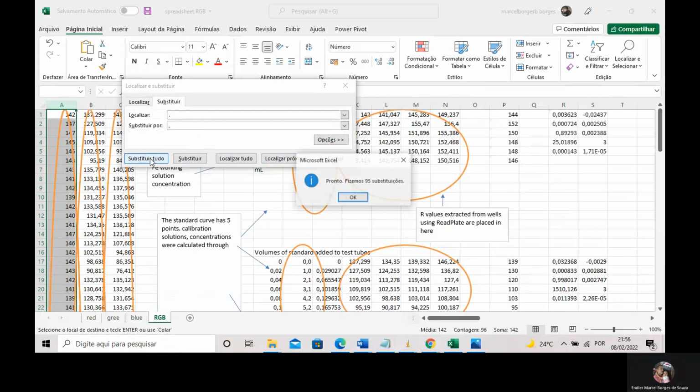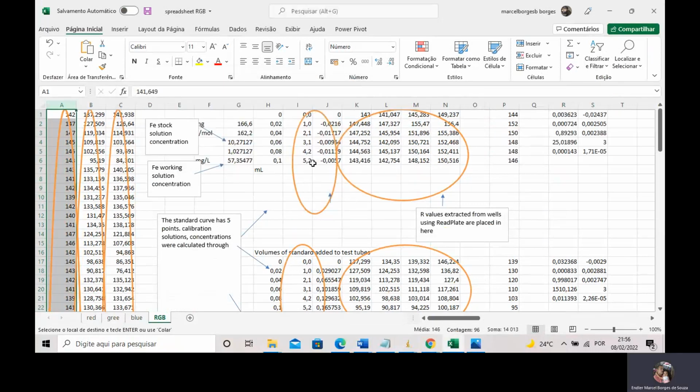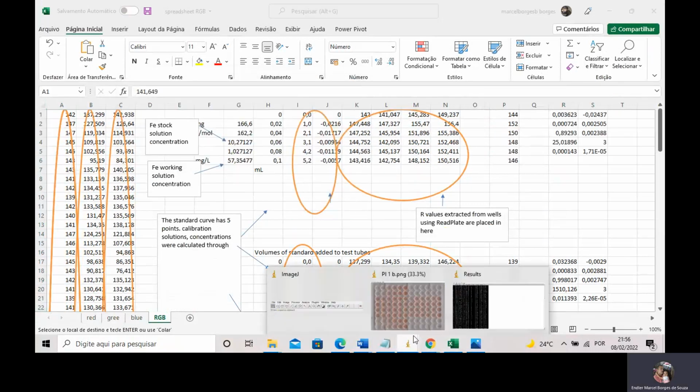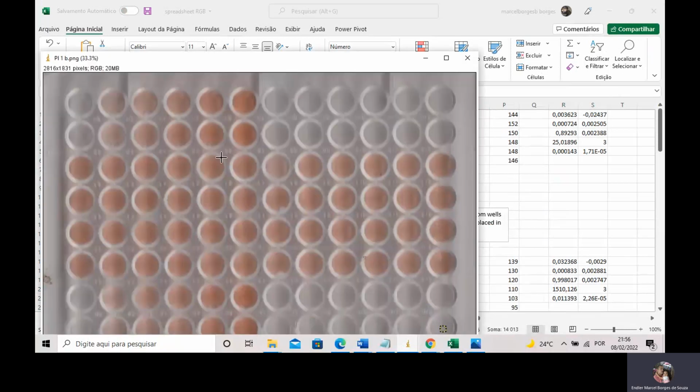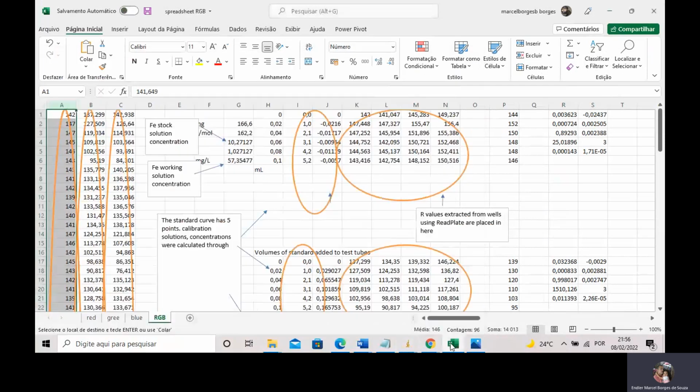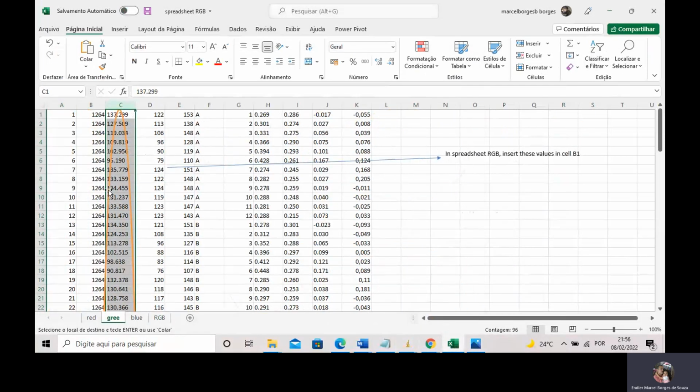Now it's done. Well, I already did this procedure for the green and the blue values. You are going to do the same thing. You are going to extract green and blue values, insert these values in here, and you take the average values and place the green values here and the blue values in here.